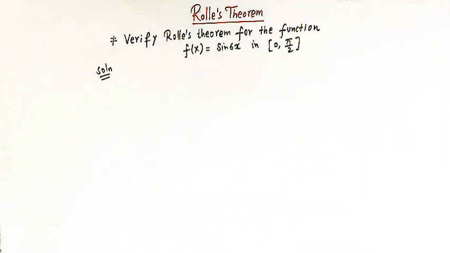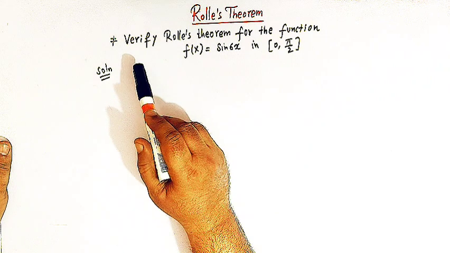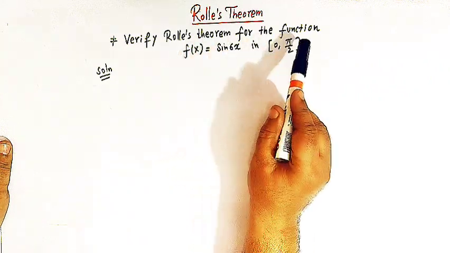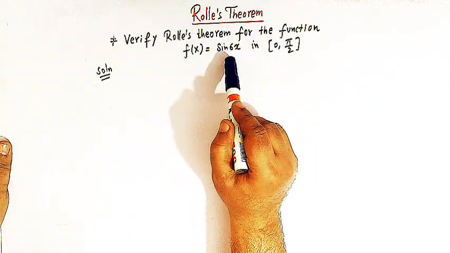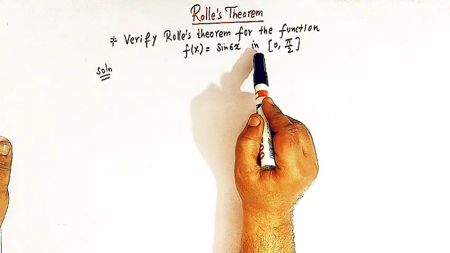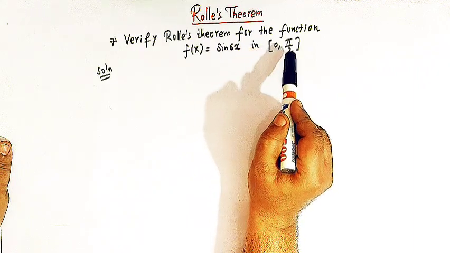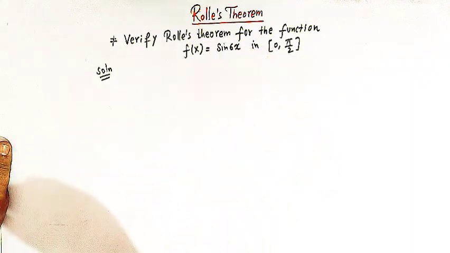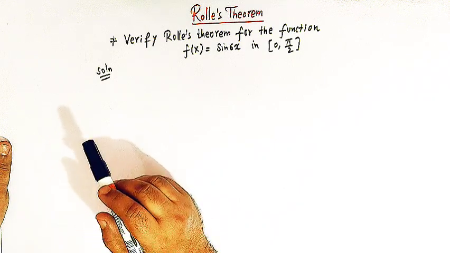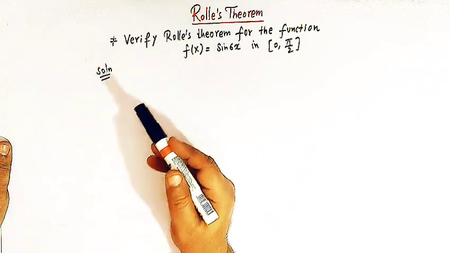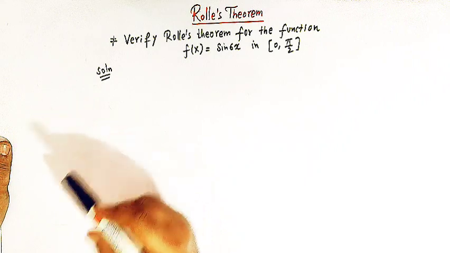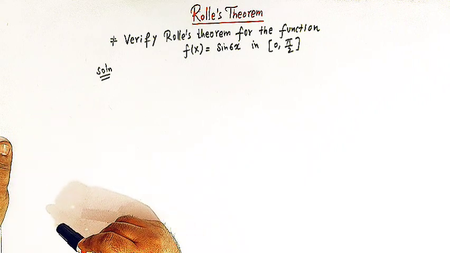Hello viewers, in today's session we are going to discuss an important problem related to Rolle's theorem. Here we'll verify the conditions of Rolle's theorem for the function f of x is equal to sin 6x in the interval 0 comma pi by 2, and we'll also find the value of c at which the tangent is parallel to the x-axis.